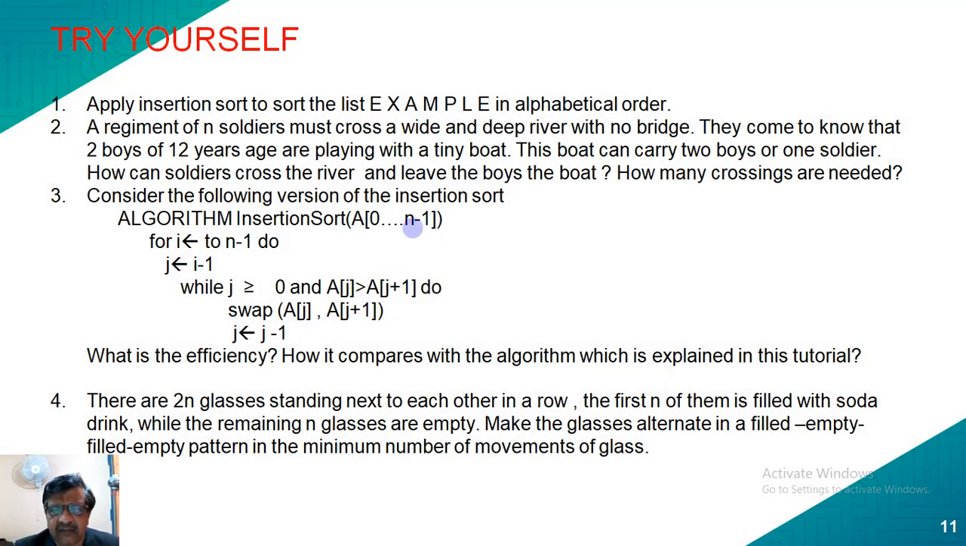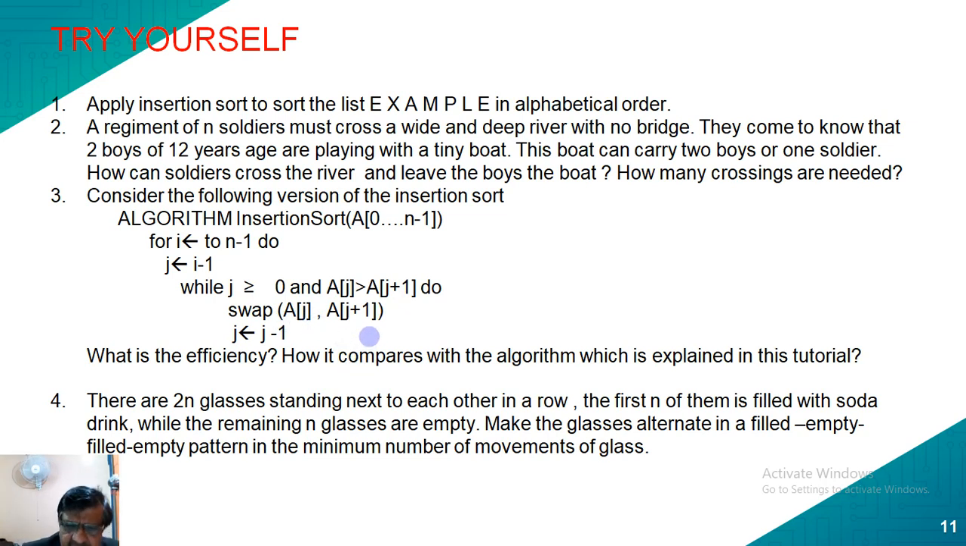Okay, consider the following version of the insertion sort algorithm. It is written something like the previous one, but here there is no container. J will become I minus 1, and J is greater than or equal to 0, and the condition remains the same. A of J is compared with A of J plus 1. A of J plus 1 is the element which you have plucked. Then swapping takes place. This is a legitimate method.